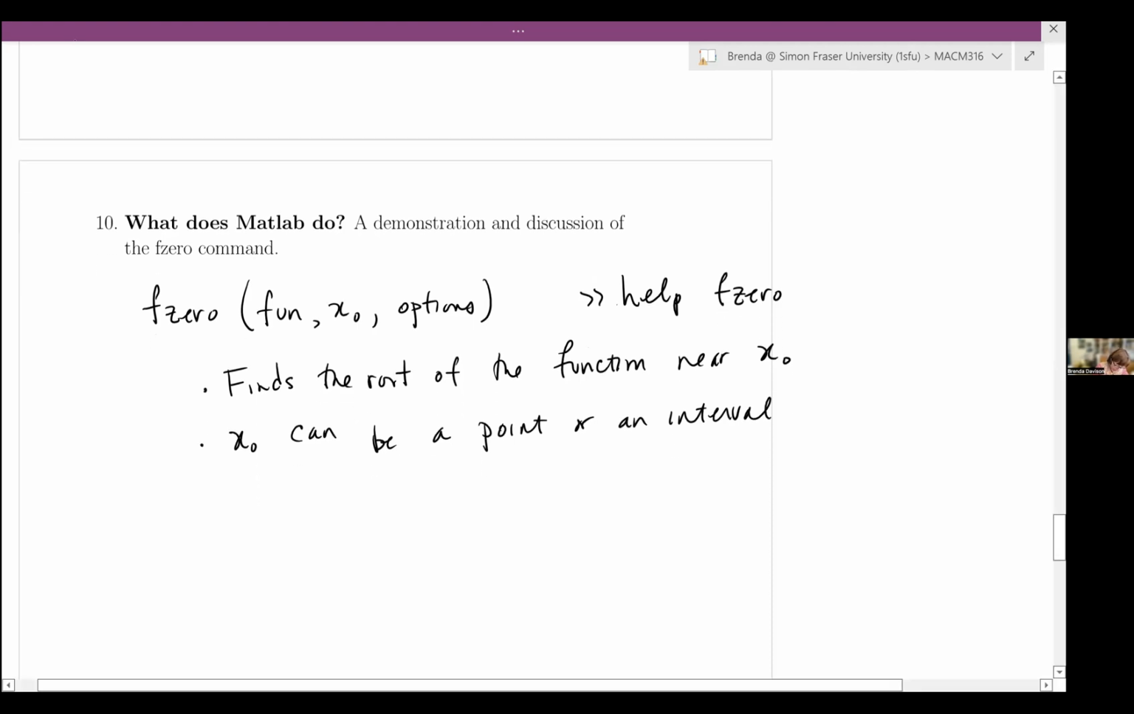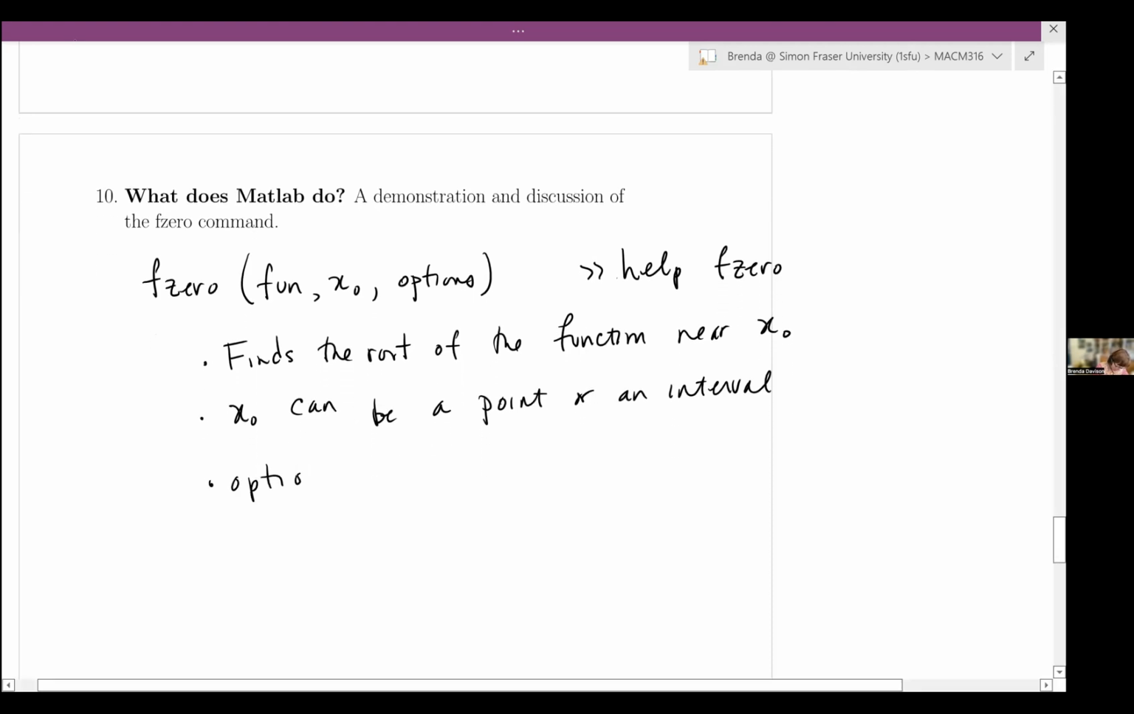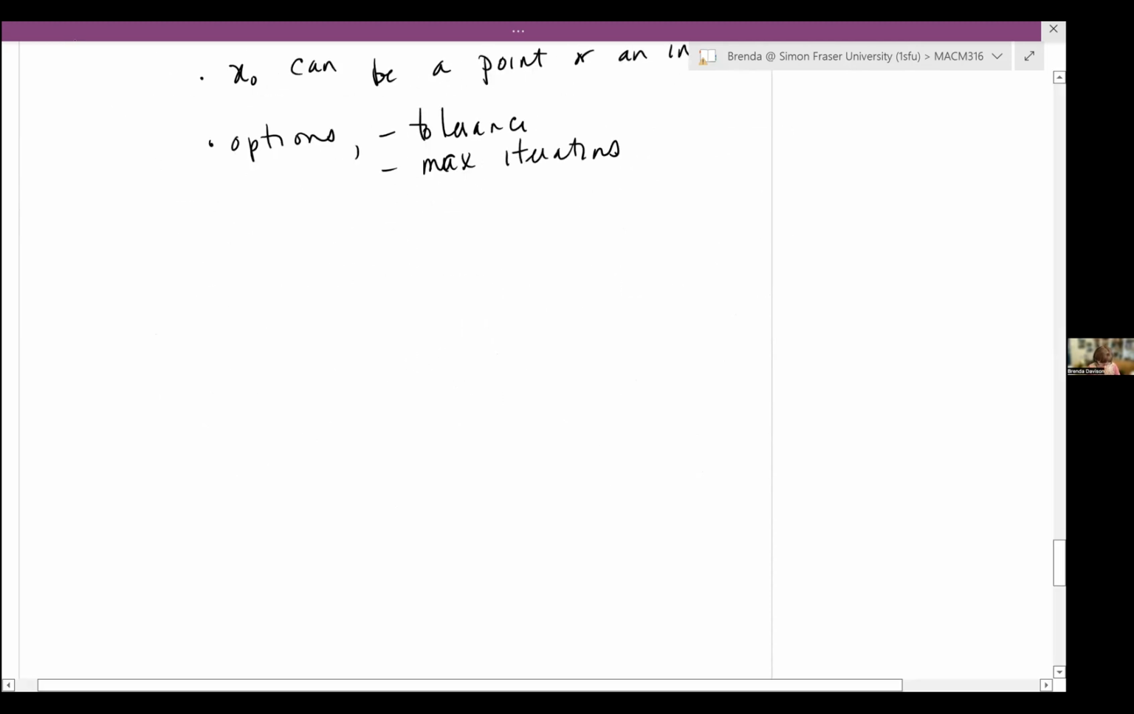And the options are some things like there's a set of options you can pass, the tolerance that you want, the max number of iterations. So take a look at how MATLAB does that. Okay. All right. Final thing we're going to say here.